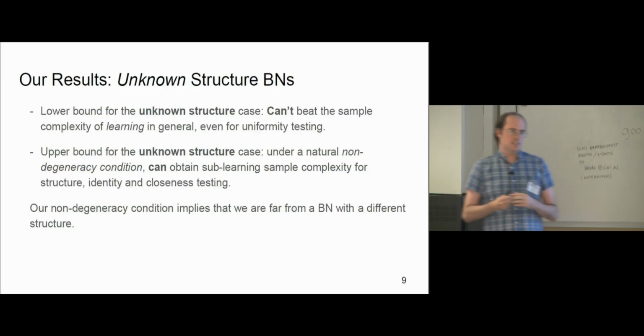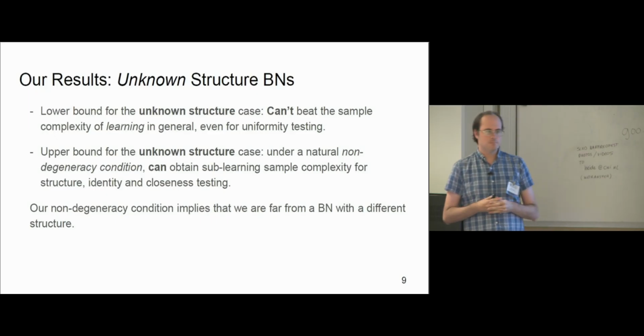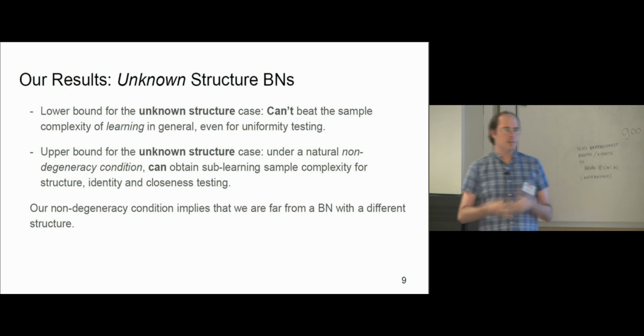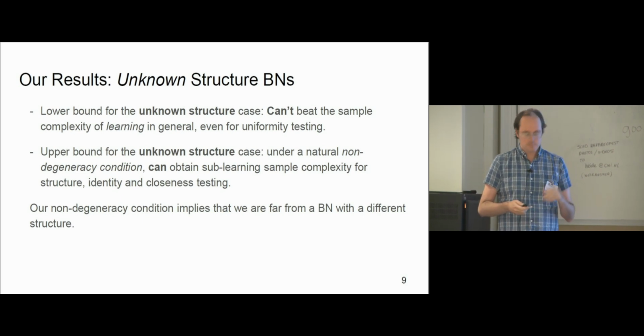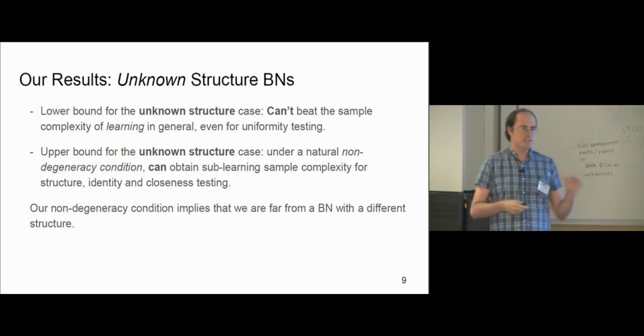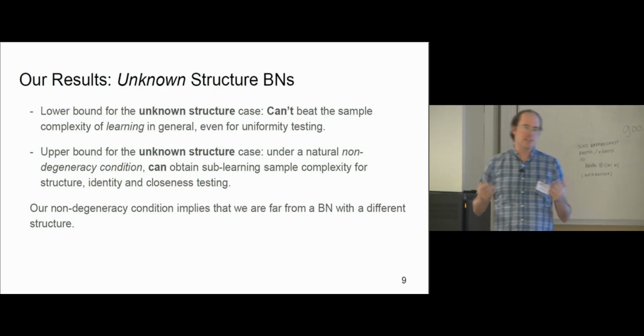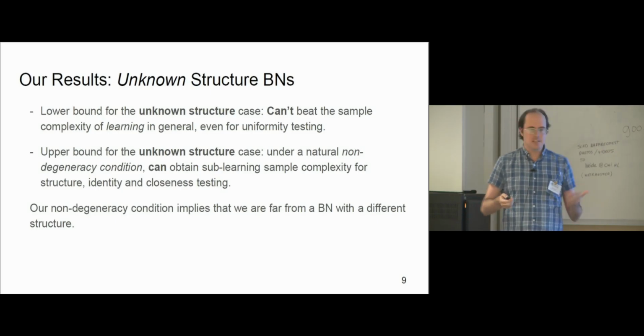When we don't know the structure, we don't know the graph, then in general, we can't test with fewer samples than it requires to learn, even for testing uniformity. The uniform distribution is close to a Bayesian net with every graph. And for some reason, this makes this hard.